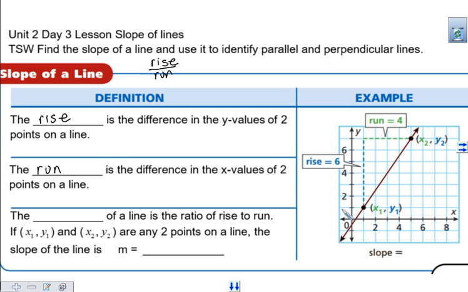So if we are looking at our example over here, our rise is 6. Notice that it's counting the boxes. And our run is 4. Again, notice that it's counting the boxes and not the lines. So we have 6 over 4. Make sure that you are reducing your fraction. That is 3 over 2. Now, do not change this to a decimal. Slope is a fraction. It should stay as a fraction.